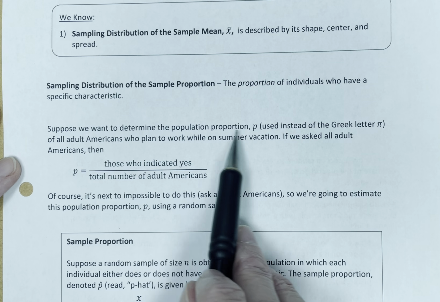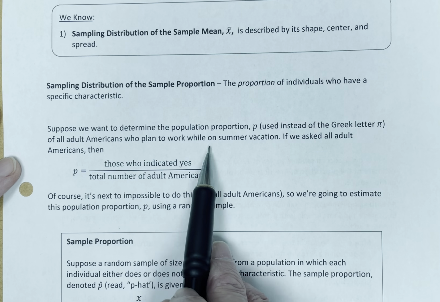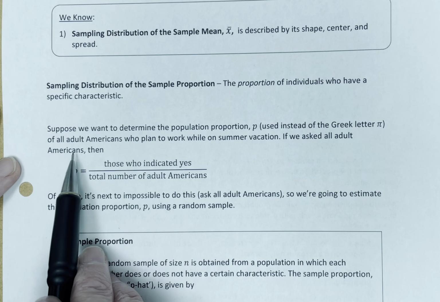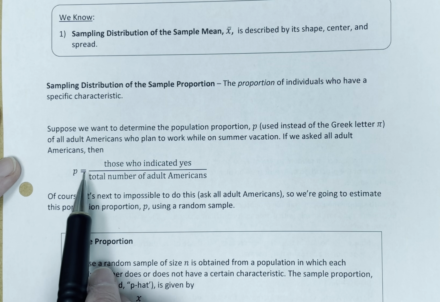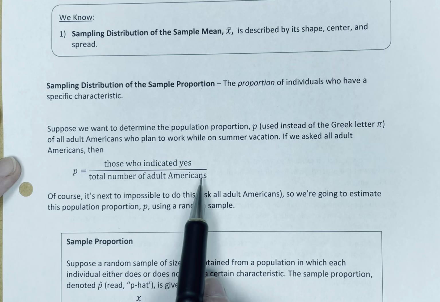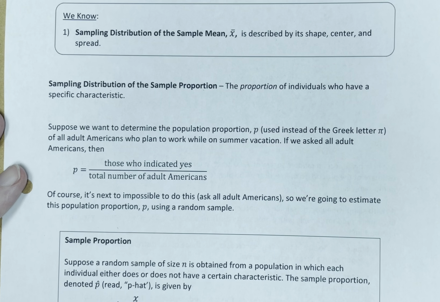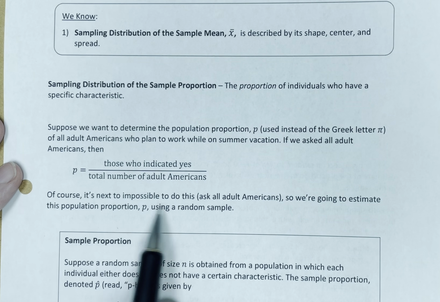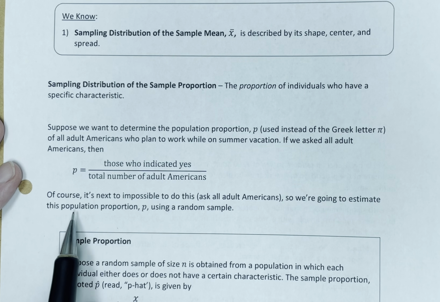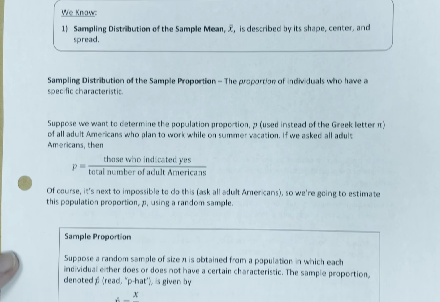Suppose we want to determine the population proportion P of all adult Americans who plan to work on summer vacation. If we asked all adult Americans, then P is equal to those who said yes divided by the total number of adult Americans. However, as we saw with the mean, it's next to impossible to ask all adult Americans. So we're going to estimate the population proportion P using a random sample.